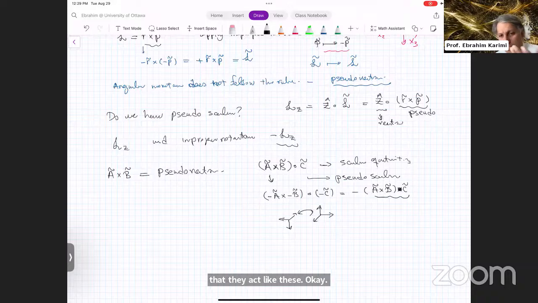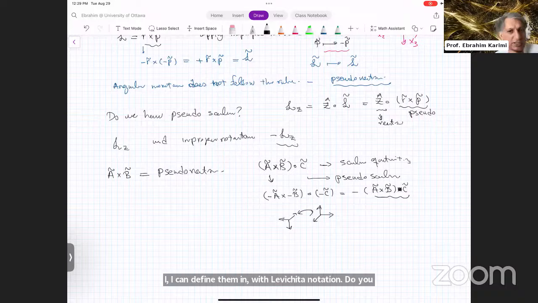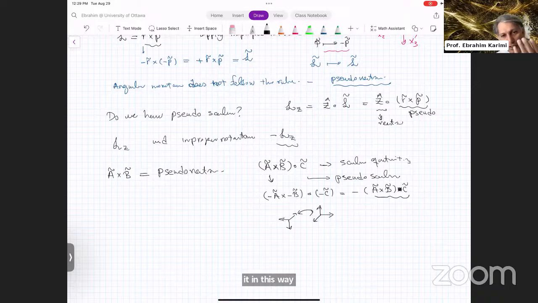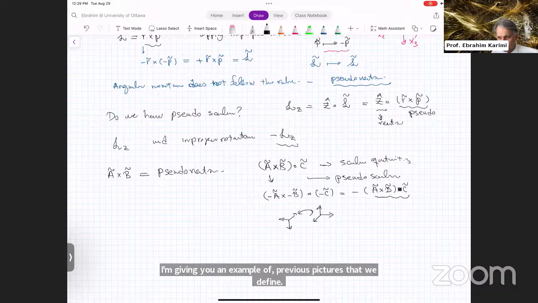I can define them with Levi-Civita notation, and I can define pseudo vectors. It's not necessary that you will have it in this way, but I'm giving an example of the previous vectors that we defined. Is that all, or are there still some questions?